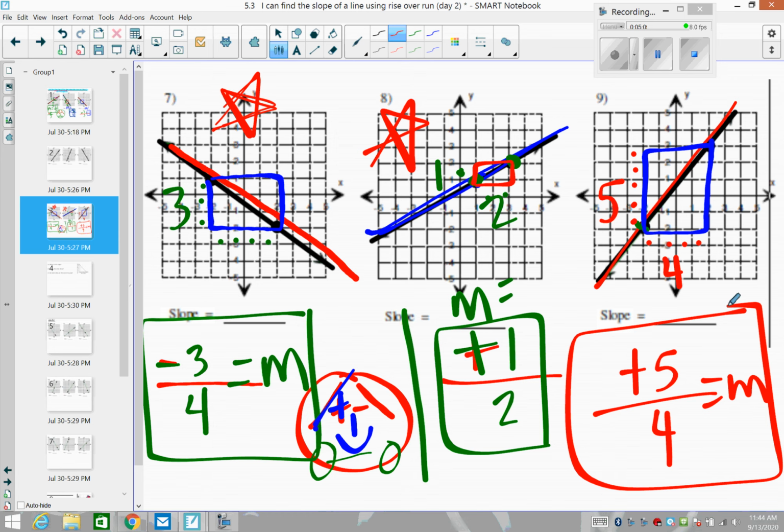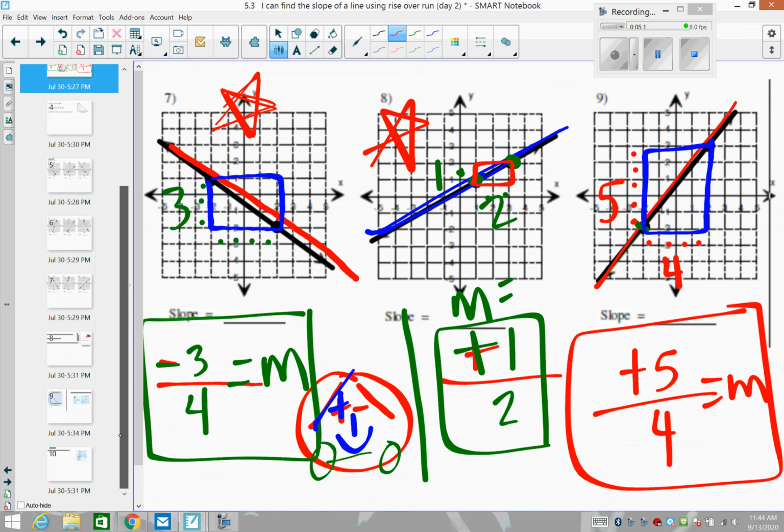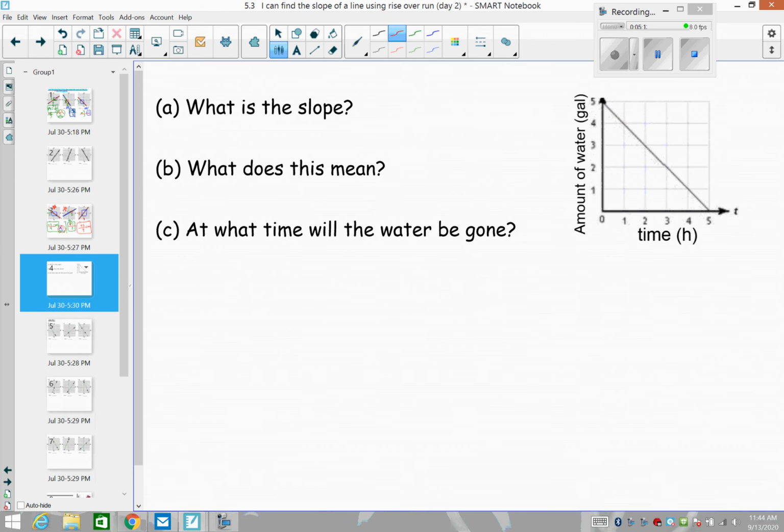Hopefully you nailed it. All right, so let's take a look at some other scenarios then. What about this problem here? So if we read the graph, we have a situation where we're talking about the amount of water in gallons compared to the time. So our assumption would be that the line is decreasing. The amount of water is decreasing over the course of time. What would be an example of that?